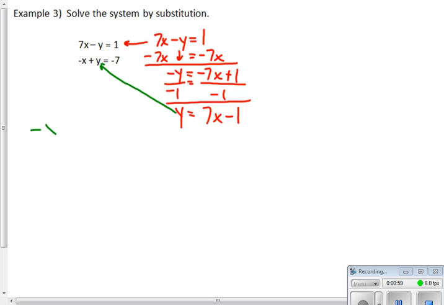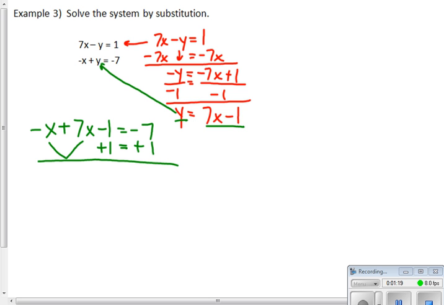So you have negative x plus, in for y, well, here's y, and we know y equals 7x minus 1. So negative x plus 7x minus 1 equals negative 7. Combine my like terms. I need to add 1 to both sides to get it off that side. Negative x plus 7x is 6x. The 1's cancel, and we have negative 6 over here. Get x by itself, and we find out x equals negative 1.